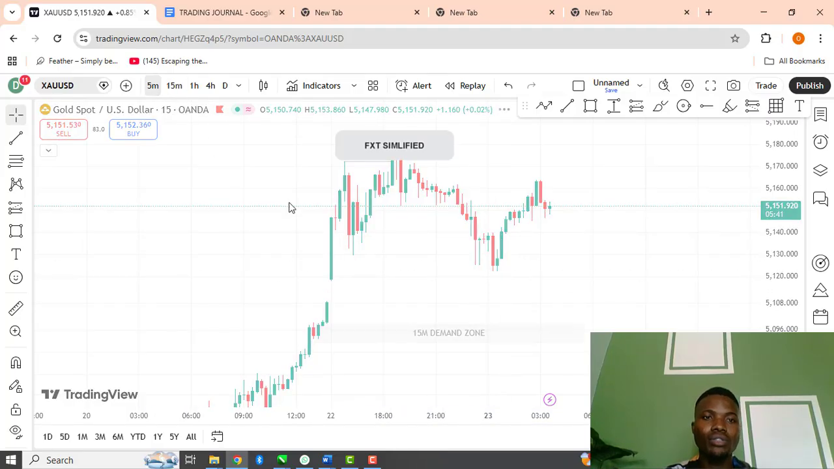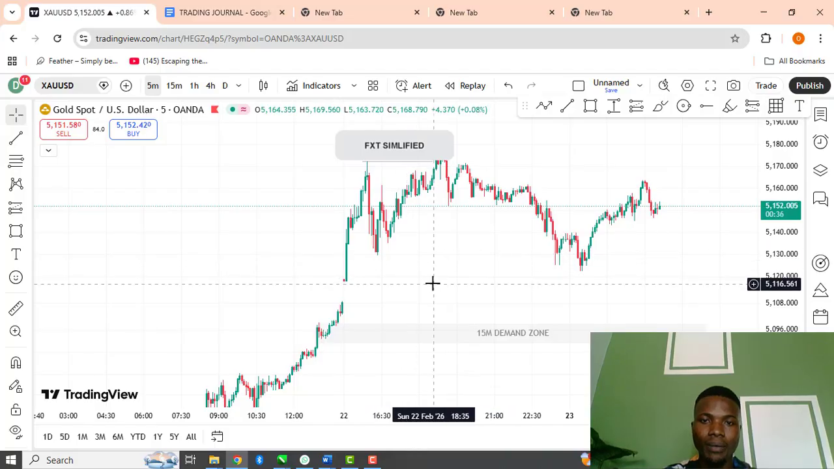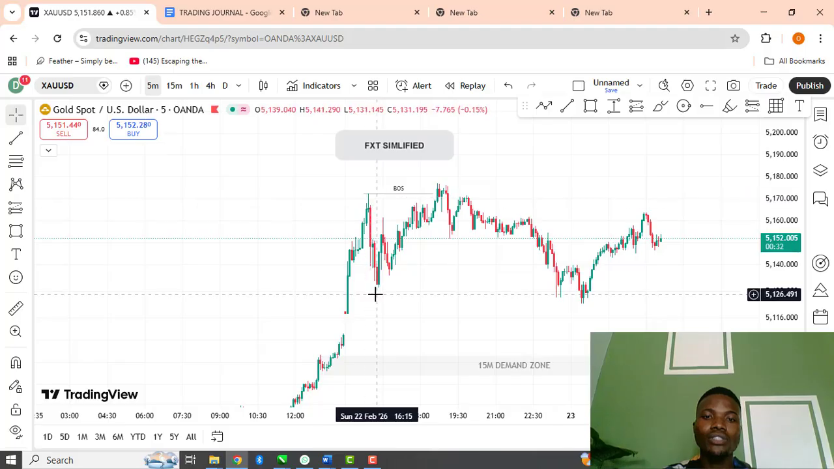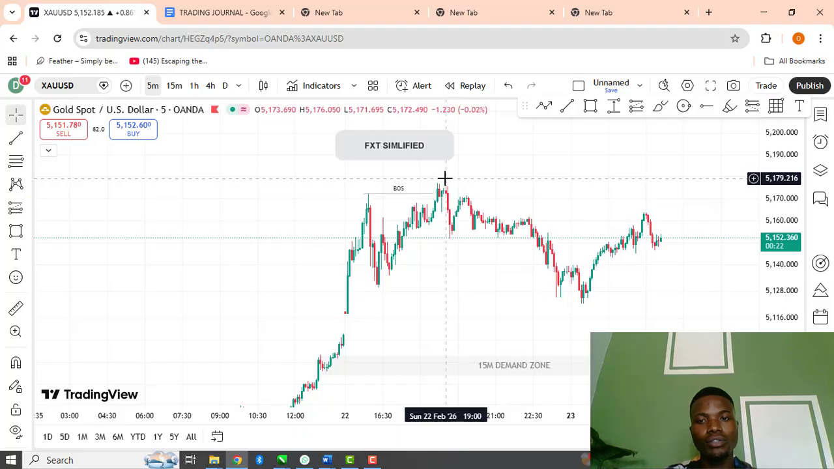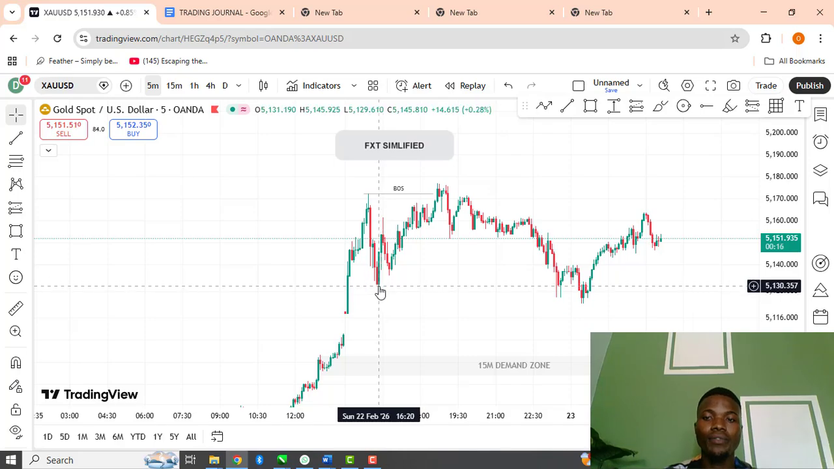So if I go down to the 5 minutes now, let us see more structure around that area. After price got into this level here, price actually creates a higher low. After price creates a higher low, we can see price goes up and creates a new higher high. So this is the last higher low.